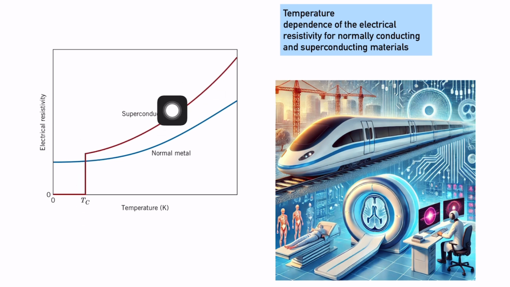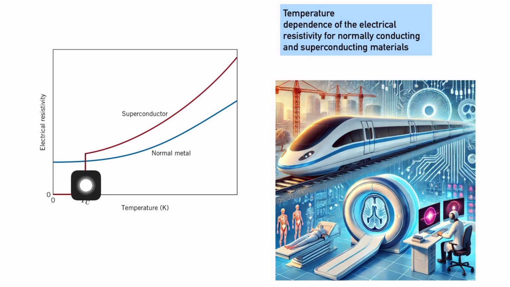This phenomenon is known as superconductivity. It means that the material can conduct electricity without any resistance at all. The temperature Tc, also called the critical temperature, is a defining characteristic of a superconductor. Below this temperature, the material enters a superconducting state.